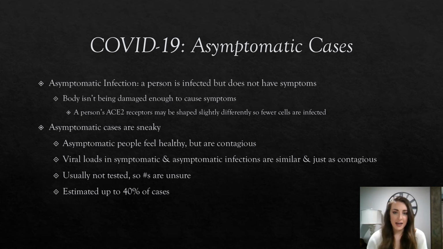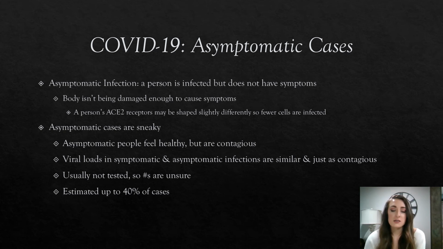So how can this happen? One way that this can happen is the body isn't being damaged enough to cause an immune response. So maybe a person's ACE2 receptors are shaped slightly differently. Remember, that fit between the key and the receptor makes a big difference in if this virus can get into your cells or not. Maybe this person doesn't have many of those receptors, so the virus can infect a few cells, but it couldn't replicate like it normally could.